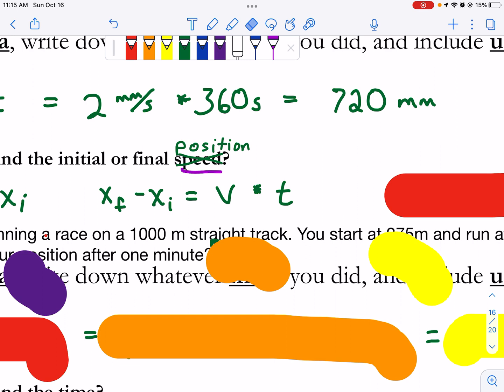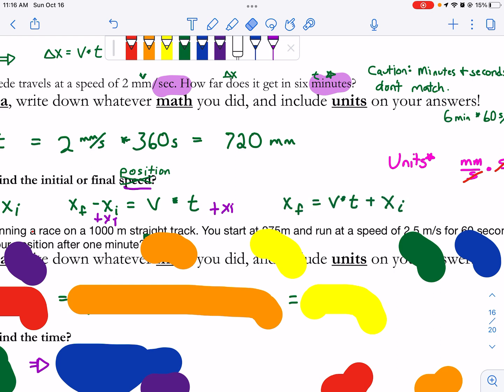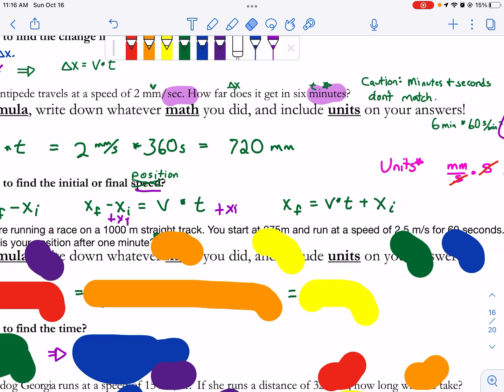And we do that by adding xi to both sides of the equation, just like that. There we go. And when we do that, this is what our equation looks like. xf equals v times t plus xi.